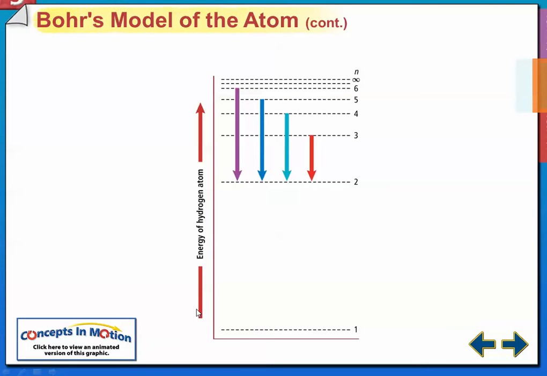So you can see when it dropped down from 6 to 2, or 5 to 2, or 4 to 2, or 3 to 2, it emitted a certain wavelength of light. When it dropped down from a higher energy level to 2, that meant higher frequency of light, more energy than the red ones. We're going to learn about that in just a second.